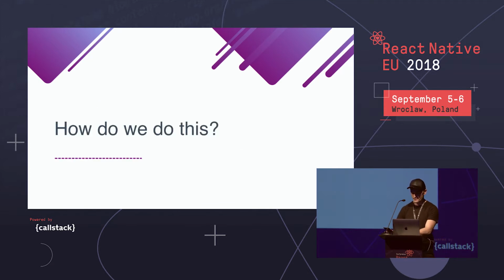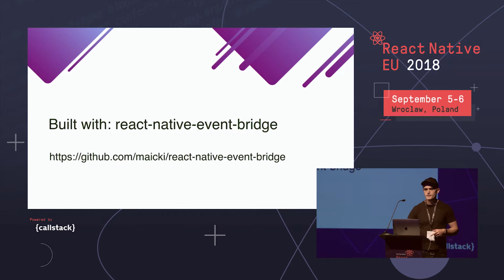How do we do this? Well, there are a number of different ways to bridge native components. The Facebook docs have an excellent collection of examples for this. But I decided to use a third-party library that was developed by some engineers who were working on the Brownfield integration at Pinterest called React Native Event Bridge. I'm going to explain why I use this library later on in my presentation, but basically it simplifies the process of bridging React Native events to native code in an existing application.